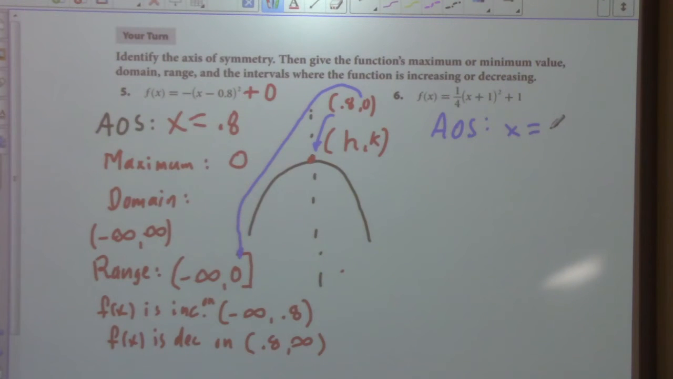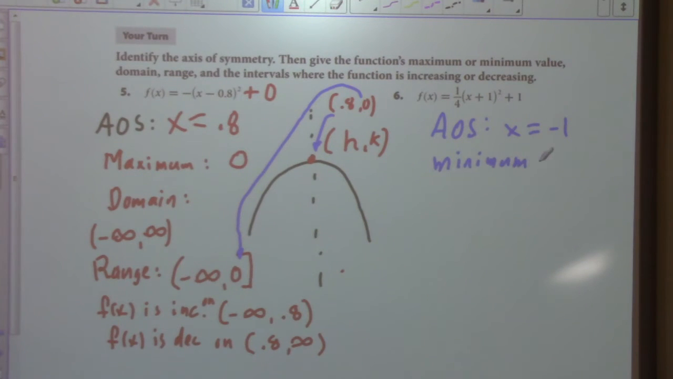Okay, so x equals what? X equals negative 1. I think somebody said 1 earlier, right? But we understand it's negative 1, right? Oh, yeah, that was me. Okay, well, good. And then we have the next thing. Do we have a maximum or a minimum? Minimum. We have a minimum.